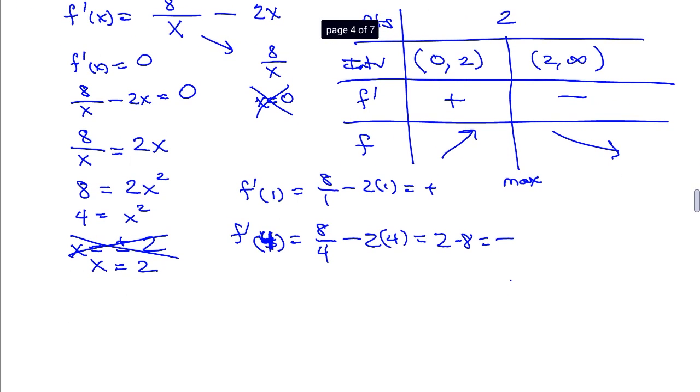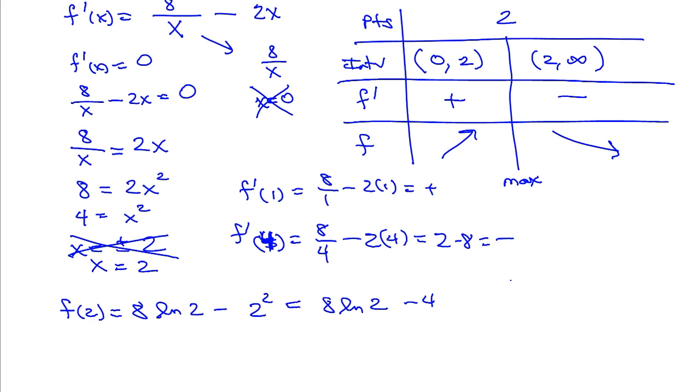We would need to find the value at 2. So f of 2 would be 8 natural log of 2 minus 2 squared. Depending on what we're doing with this, would determine whether or not we leave it in this form or get the decimal approximation. If you are working a word problem, then go ahead and get the decimal approximation. Otherwise, leave it just like this. And then that's what we would say. So we have a max, local max, at 2, 8 ln 2 minus 4.